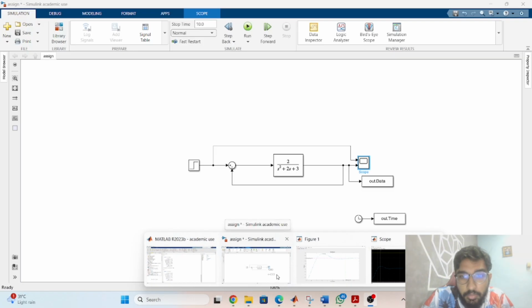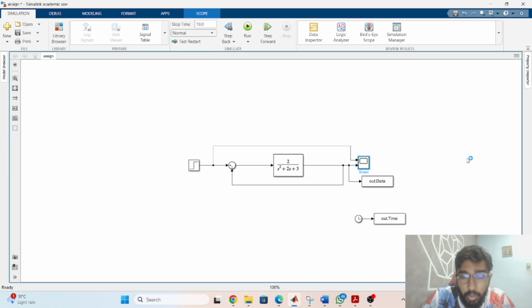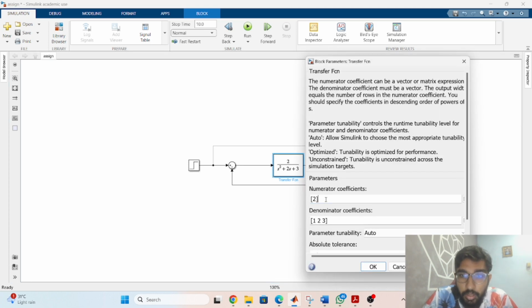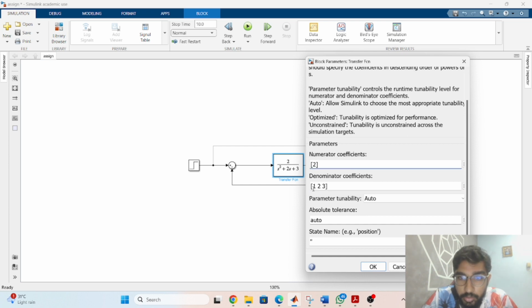Okay, hi, my name is Ravin. So today I'll explain about the second order control system that we plan to do, which is, as per the calculation my friend told you just now. So we got the transfer function with the numerator 2, and then the denominator is s square plus 2s plus 3.